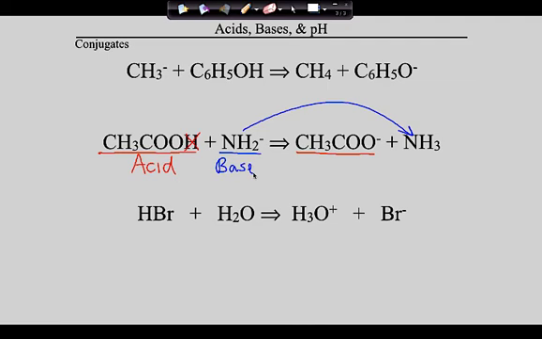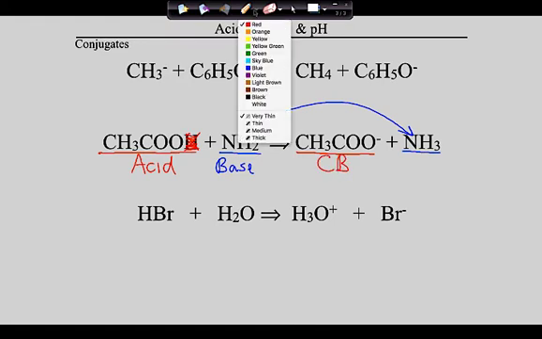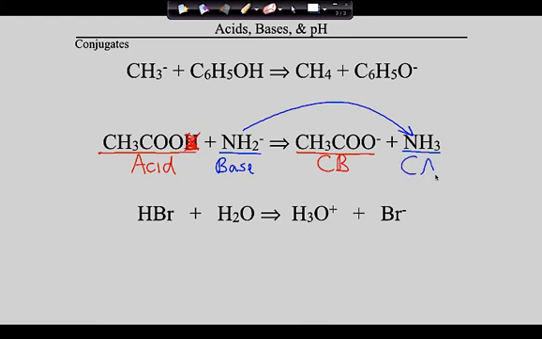Okay, so now that we know the acid and the base, it is time for us to figure out the conjugates. And as I mentioned, the easiest thing for me to do to find the conjugates is go to the acid, remove a hydrogen. What's left is the conjugate base, and that makes the other the conjugate acid.